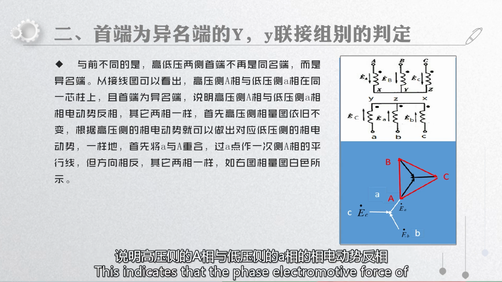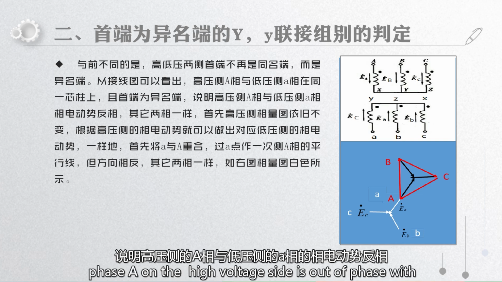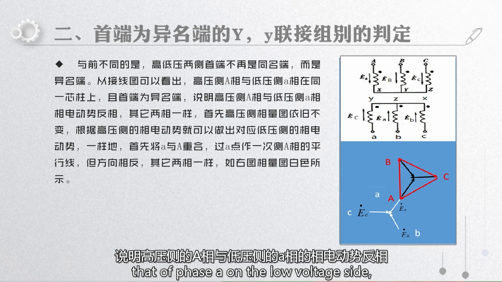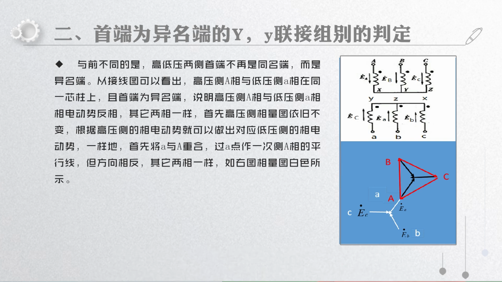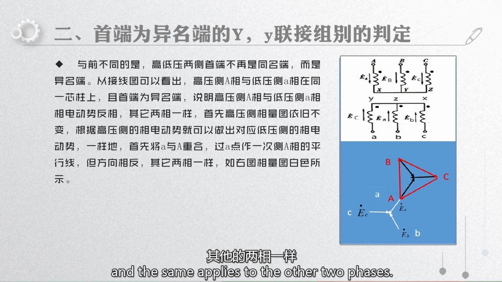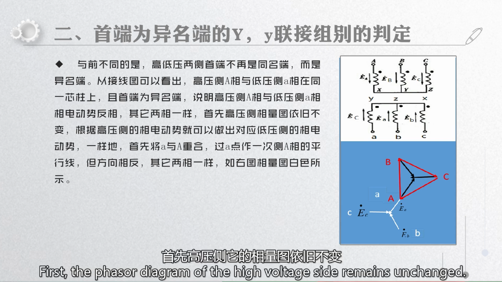This indicates that the phase electromotive force of phase A on the high voltage side is out of phase with that of phase A on the low voltage side, and the same applies to the other two phases. First, the phasor diagram of the high voltage side remains unchanged.